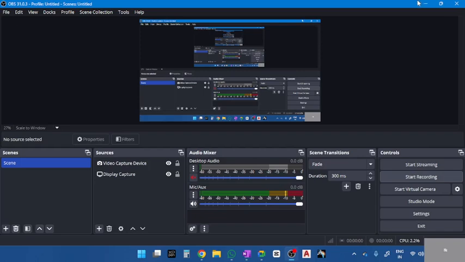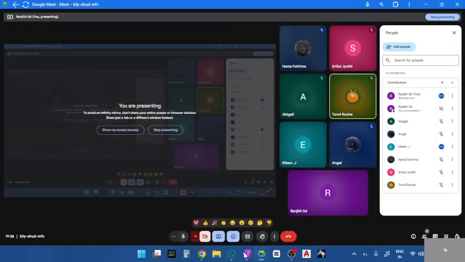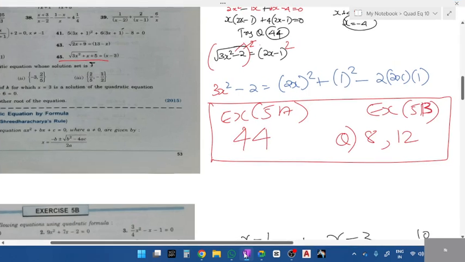Island, Tony, both of you were there, right? Okay. Can you all see this? Yeah, can you all see the screen, all of you? Is it being shared?